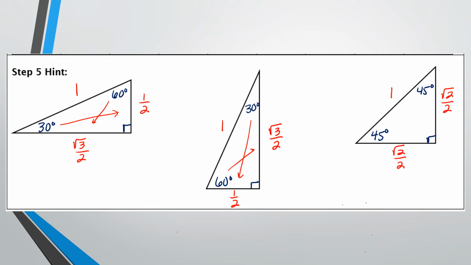So one thing I want to point out that might make your life a little bit easier is regardless of what kind of triangle you have, the two legs of your triangle will always be fractions, and the denominator of those fractions will always be 2. So you know that anytime we're talking about a special right triangle, your denominator is going to be 2, and then you just have to remember what numerator goes with the angle that it's across from.